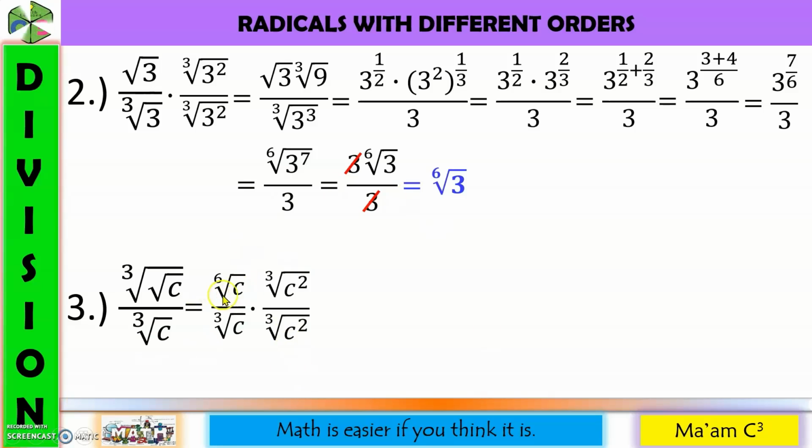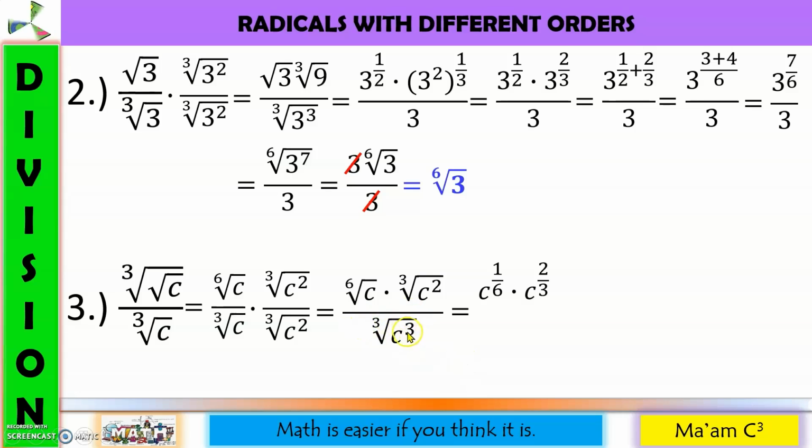So let's copy our numerator, 6th root of c times cube root of c squared. For the denominator, 1 plus 2 is 3, so cube root of c cubed. Now, let's convert this into exponential form. 6th root of c is c raised to 1 over 6. Cube root of c squared is c raised to 2 thirds. For the denominator, cancel the index 3 and the exponent 3, so it will just be c. I have the same bases, so I'll copy the base and then add the exponents.